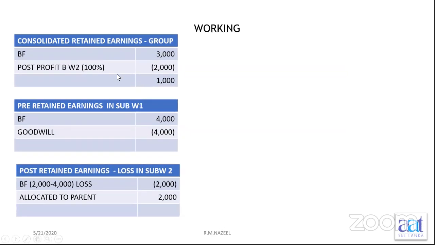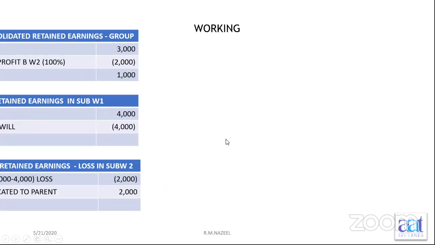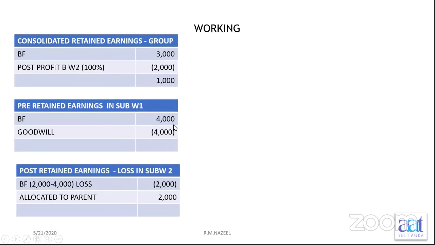Now see, the retained earnings brought forward in the subsidiary company pre-period is 4,000, which has been taken to the goodwill account. See, working number 1, working goodwill. But to tally to the 2,000 rupees in the post period, there is a loss of 2,000 rupees. The post period loss is allocated to the parent.